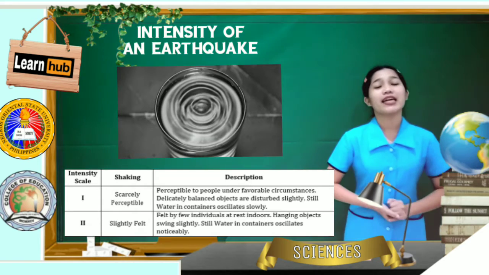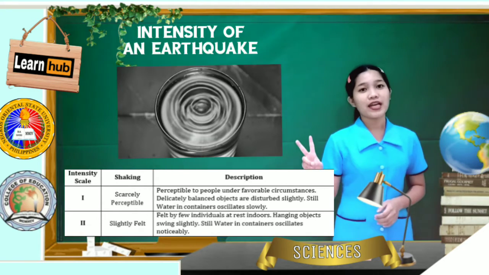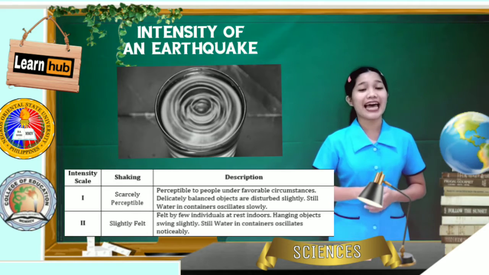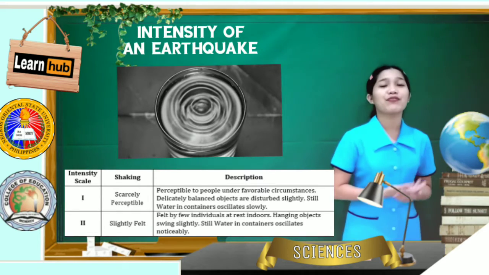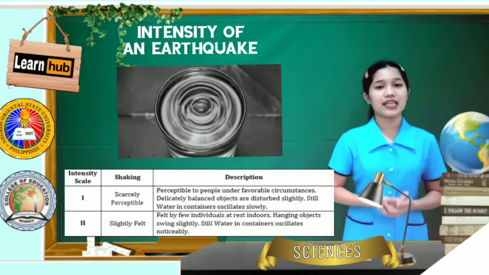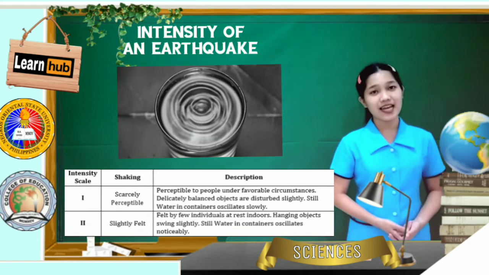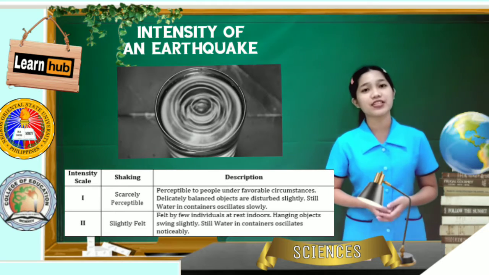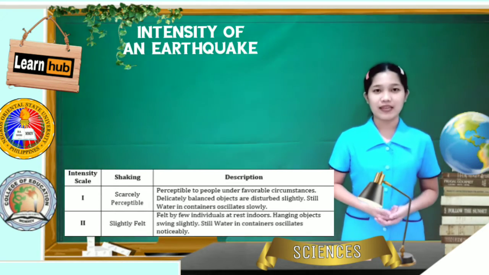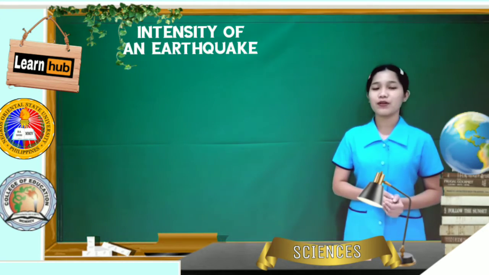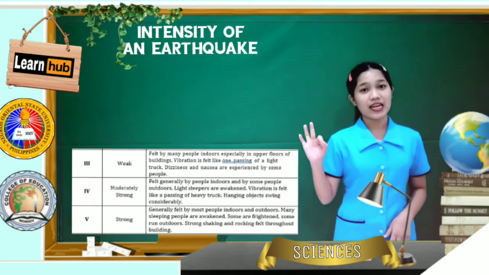In intensity scale number 2, the shaking is likely felt by few individuals at rest indoors, and the hanging objects swing slightly, and still waters in containers oscillate noticeably. So let's proceed to intensity scale number 3.